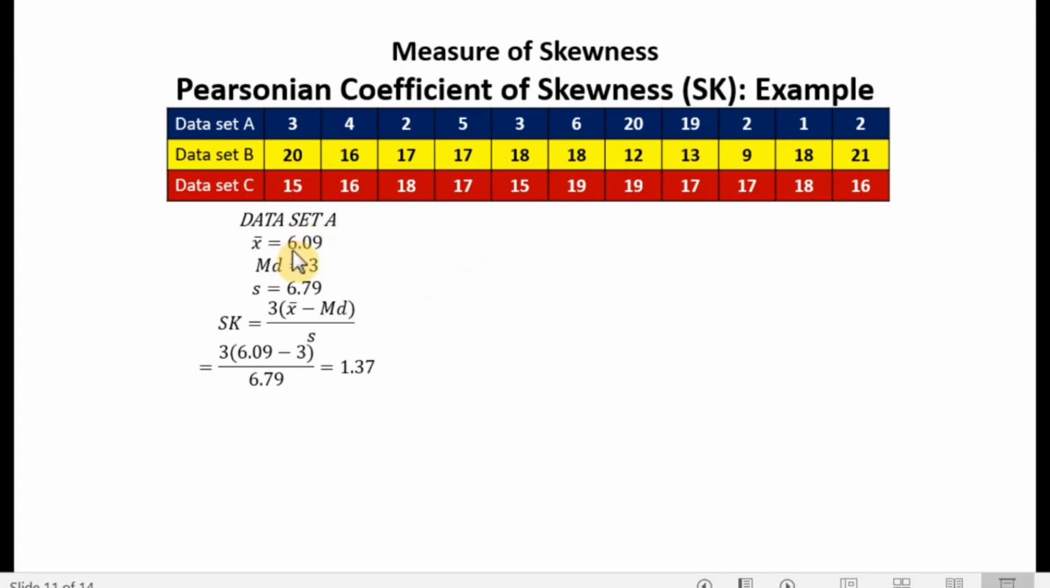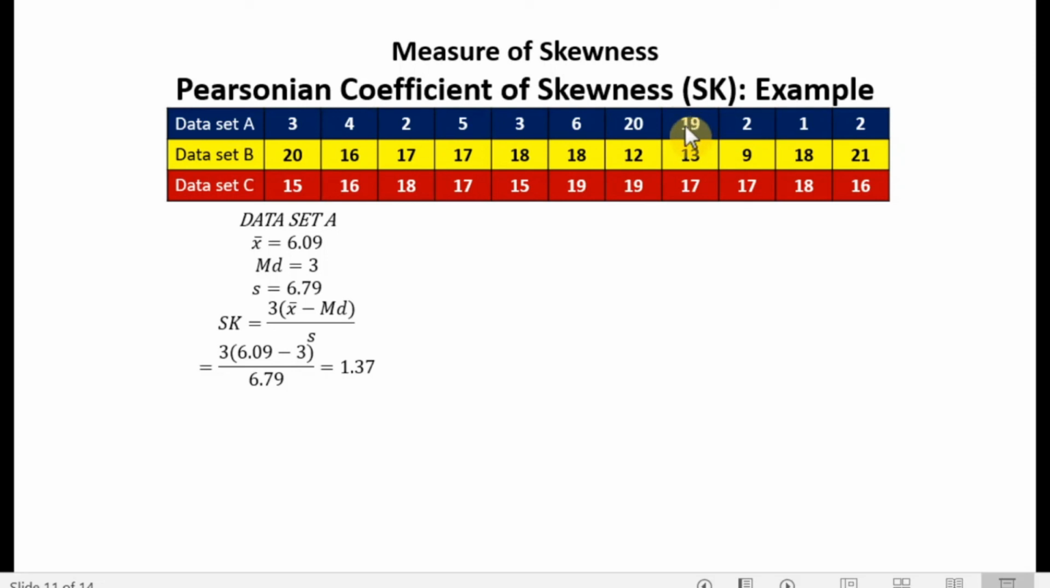For dataset A, the mean is 6.09, the median is 3, and the standard deviation is 6.79. Using the formula for Sk, we substitute these values here. So we have this one, and the result is 1.37. It is positive. This means that the first dataset, dataset A, is positively skewed. Let us verify that it is indeed positively skewed. Remember, a positively skewed distribution means that the majority are low scores or values. If we look at our distribution, we can indeed see that more values are lower compared to the highest numbers in the distribution.